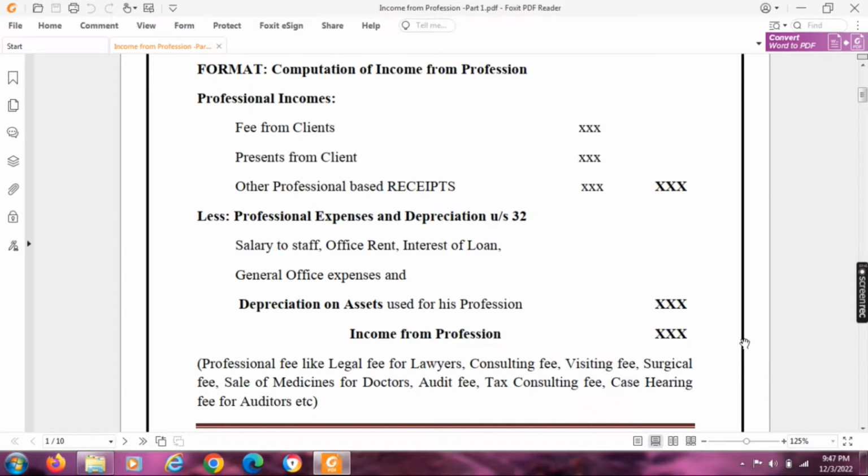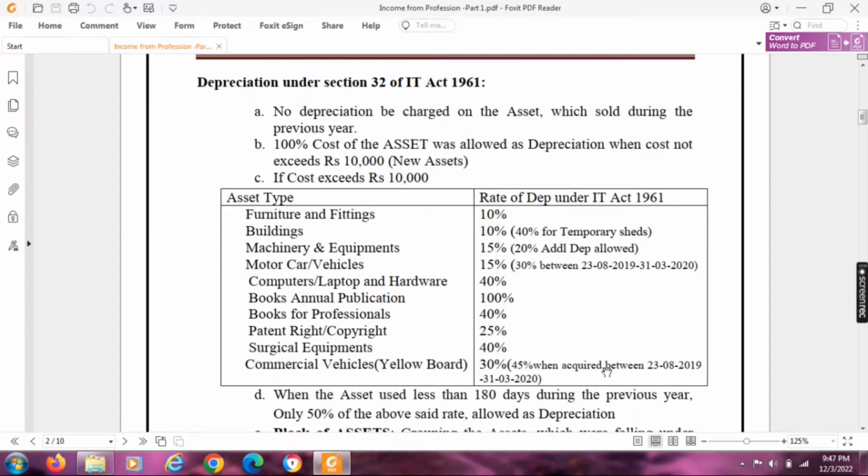While studying income from profession, we must understand the concept of depreciation under section 32 of the IT Act, 1961. See the first provision: no depreciation is charged on an asset which is sold during the previous year. Second, 100% of the cost of the asset was allowed as depreciation when the cost does not exceed 10,000 in case of a new asset. Third, if the cost exceeds rupees 10,000, the rate of depreciation depends on the asset type under the IT Act.